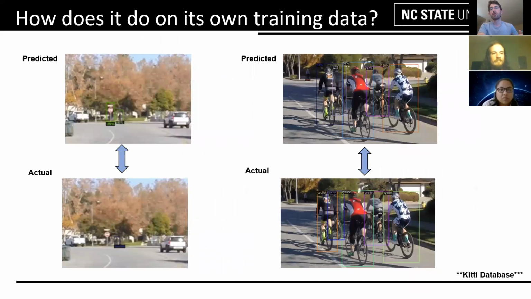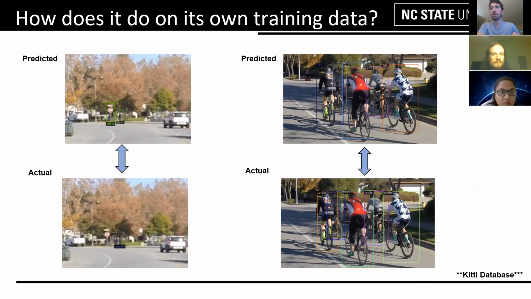Another question is, how does it do on its own training data? Ideally, if you train on the data, it should predict very well on it. In general, this is the case, and we see in the top right that it predicted there are 5 cyclists in the image. Each of them has a percentage associated with it. As you can see, all of them have a pretty high percentage, above 90%.